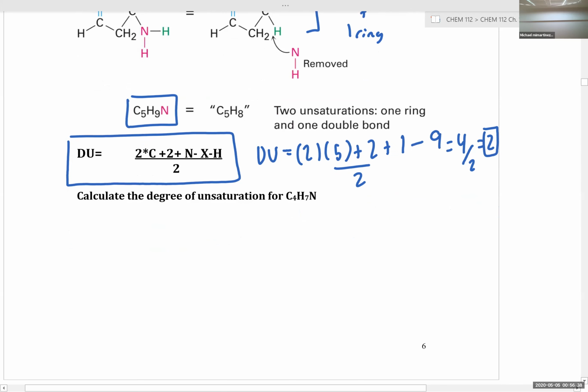So let's just do a quick calculation. Let's not worry too much about the structure, but I'd like to see a quick calculation of the DU for C4H7N. So let's spend about a minute and a half and calculate the DU. You're more than welcome to type your response in chat or use the annotate feature, whatever you're comfortable with.